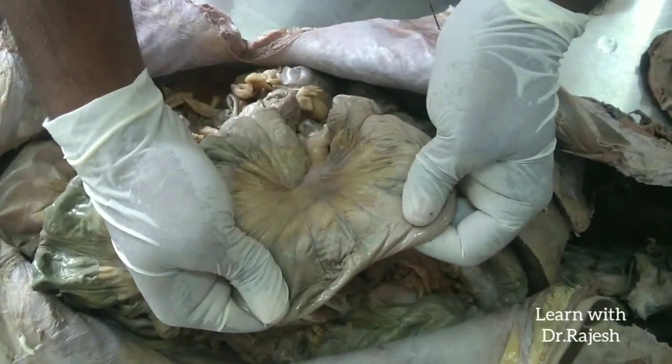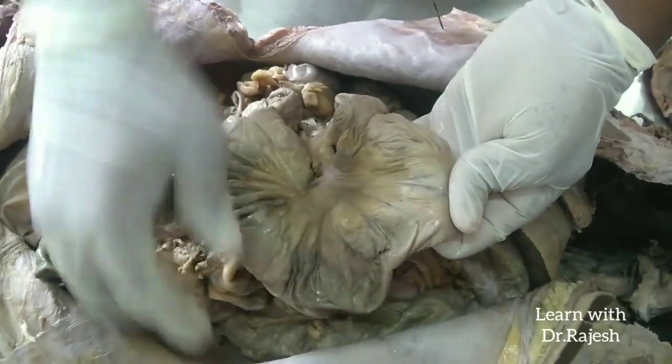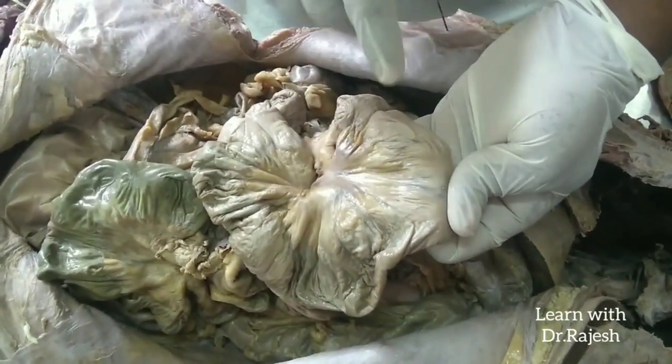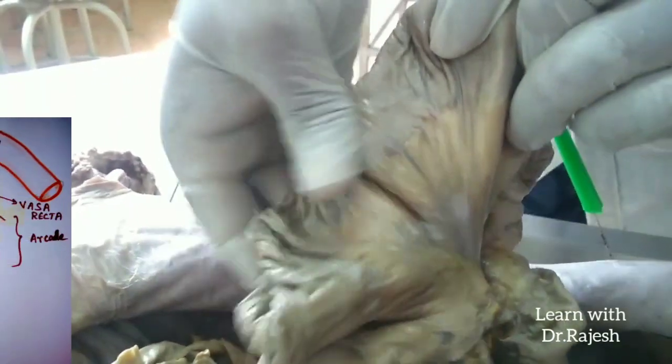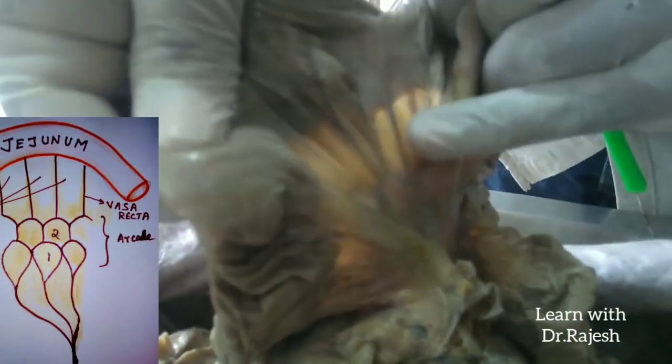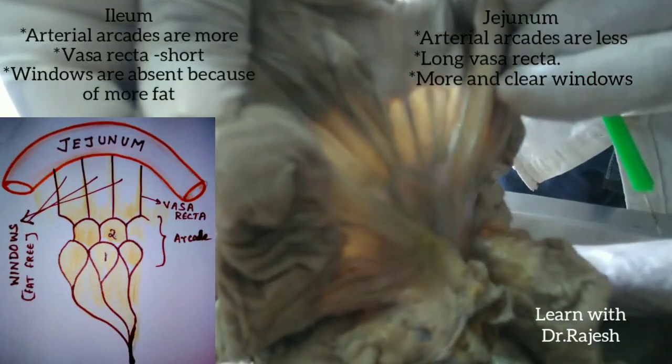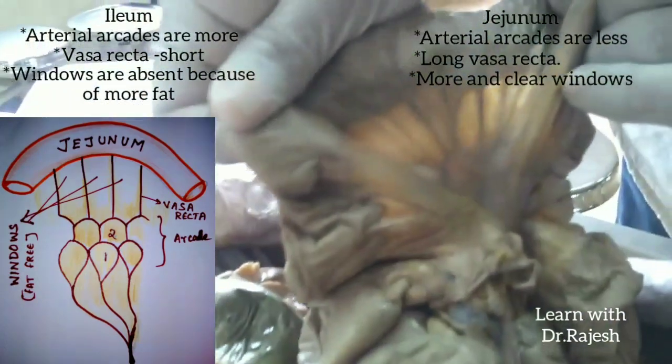Now we'll see the distinguishing features of the arrangement of mesentery and the structures inside the mesentery in jejunum and ileum. If you see the arterial arcades in jejunum, the number of arterial arcades is very less, only one or two will be there.